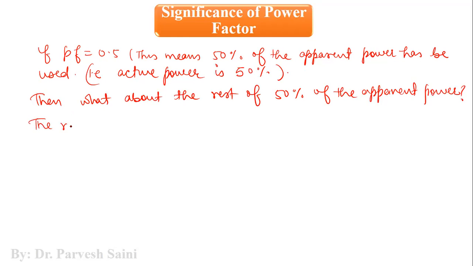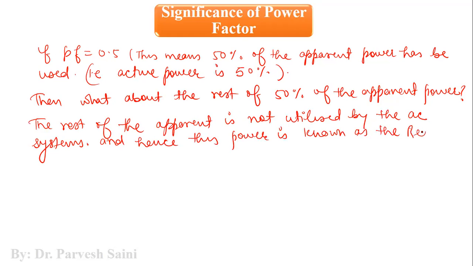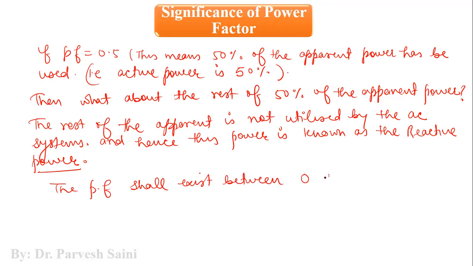So the rest of the apparent power is not utilized by the AC systems, and hence this power is known as the reactive power. So the power factor shall exist between 0 and 1.